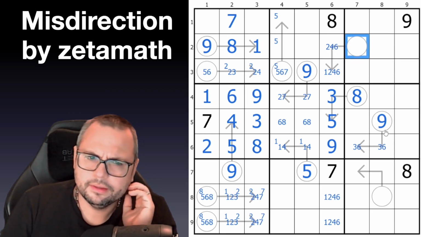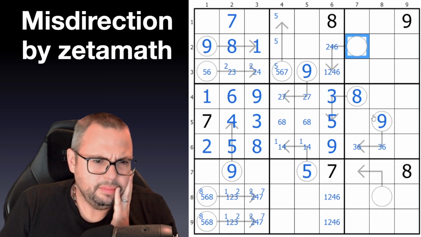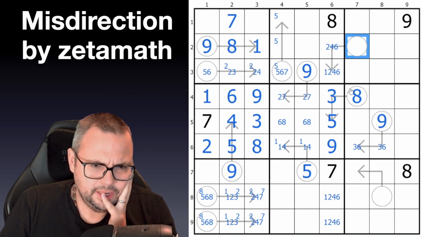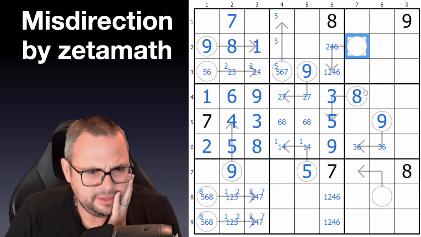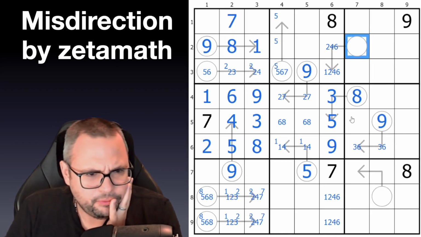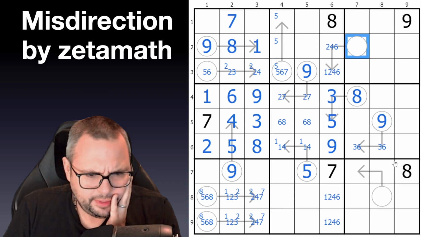Let's see, what about this circle? It's at least 3, at most 7. None of those words seem helpful at the moment.